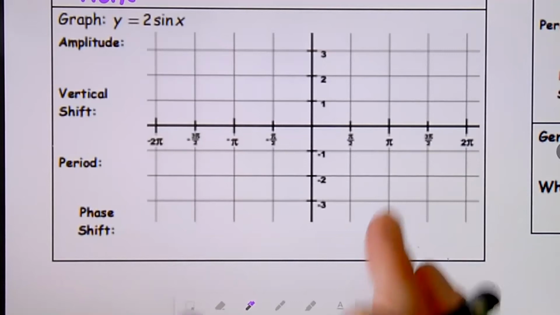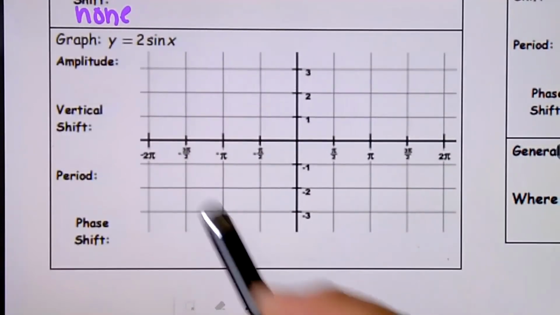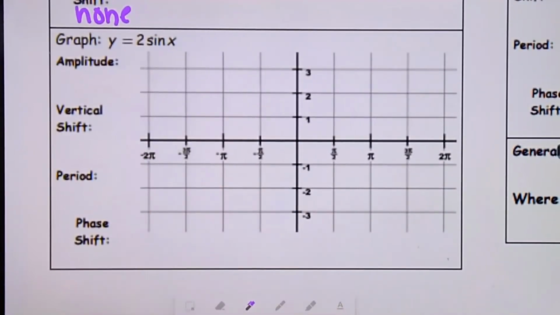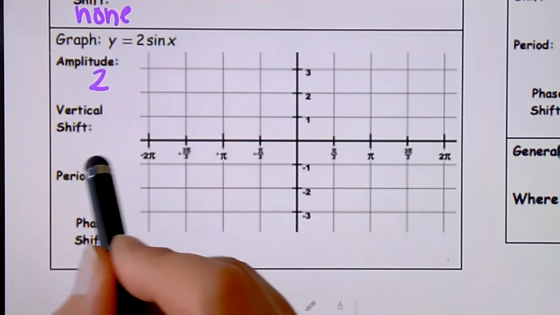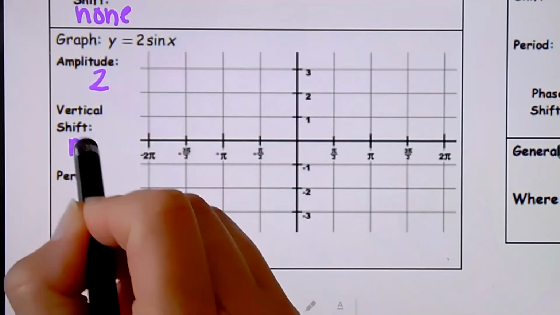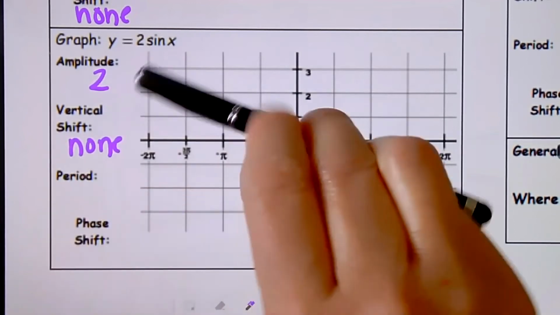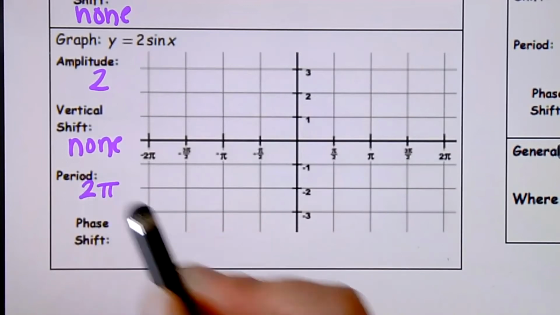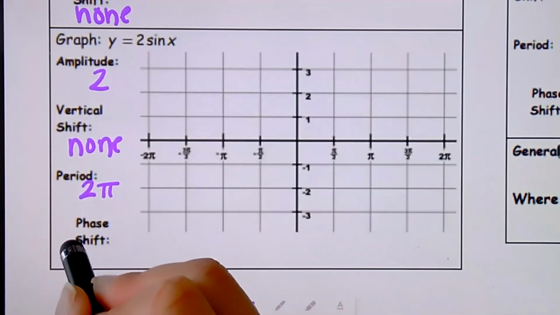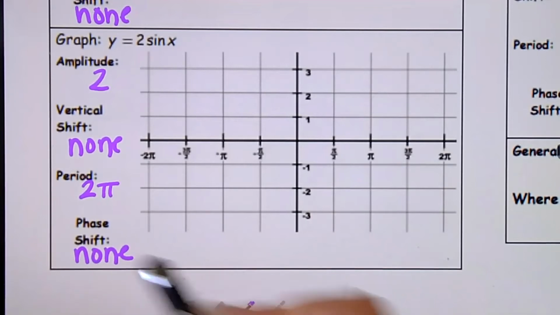So we're going to come back to this. And again, our amplitude is this 2 in front. That is our amplitude. Vertical shift, we didn't have any, so that's going to be none. So we're going to be centered on the x-axis, okay? Period, it didn't change our period. That was also still 2 pi. And we didn't have a phase shift yet. We haven't seen that yet.